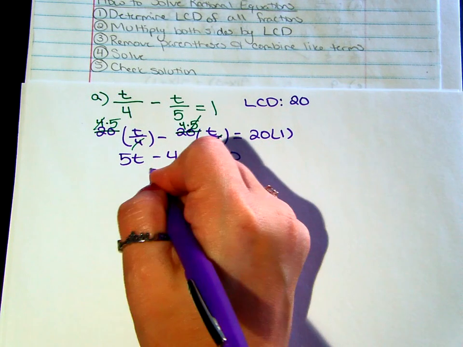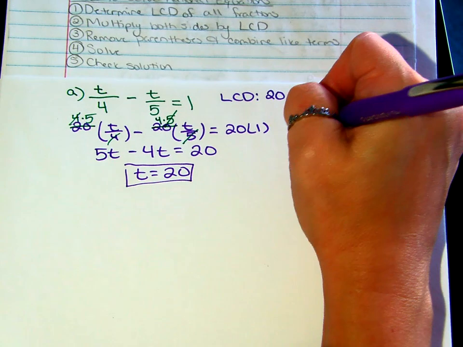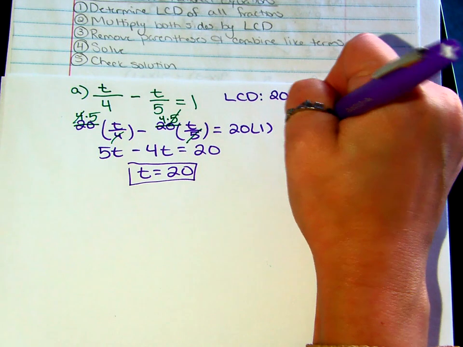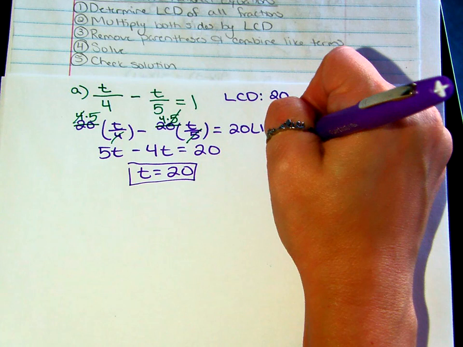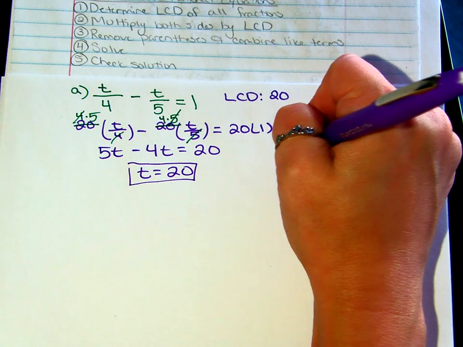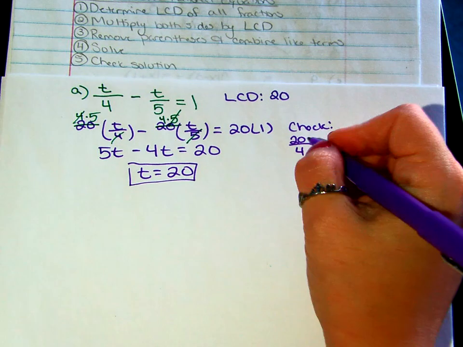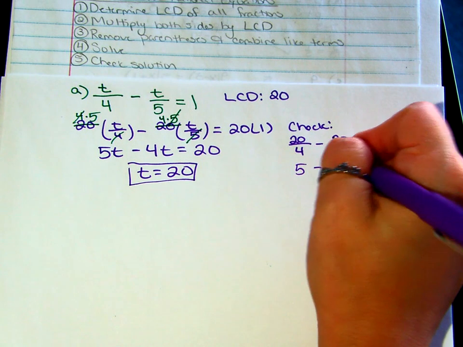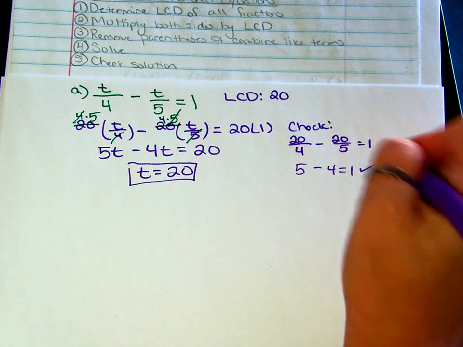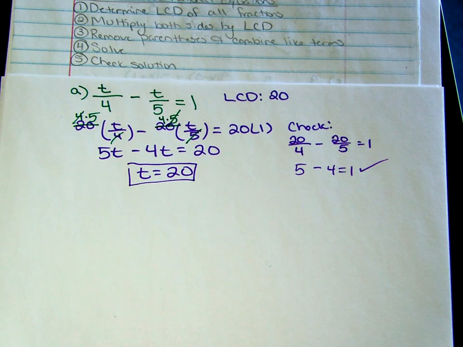Step 5 says I want to check that, so over on the side I would do the check. And the way you check is you put the solution you got in place of the variable in the problem and make sure it works mathematically. 20 divided by 4 is 5, 20 divided by 5 is 4. Hey, that does equal 1. We did check. It does work. So t equals 20 would be the only solution for this equation.